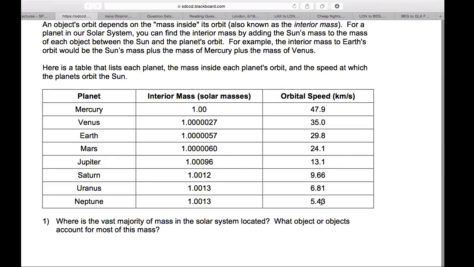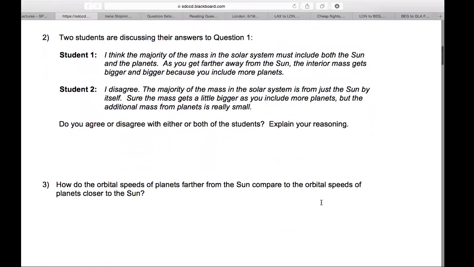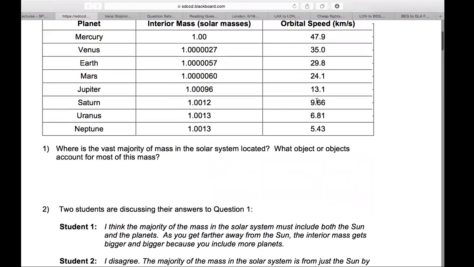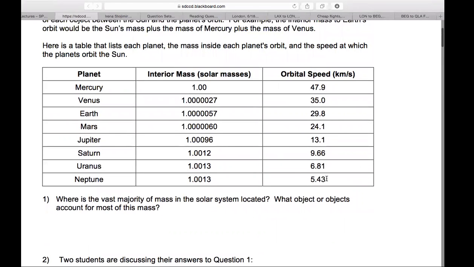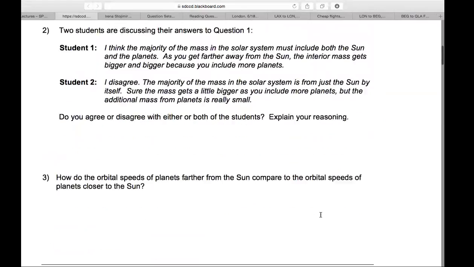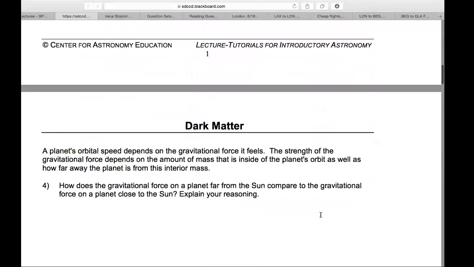Okay. So Raush and I are at question number 3, so you can catch up if you want. When you look at this table, you're given all of these speeds, and you can see that Mercury moves fastest, basically. And as you go further and further away from the sun, the planets move slower and slower. Do you know why that is?